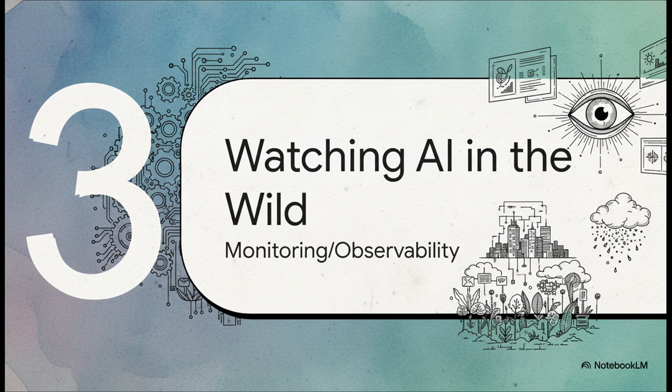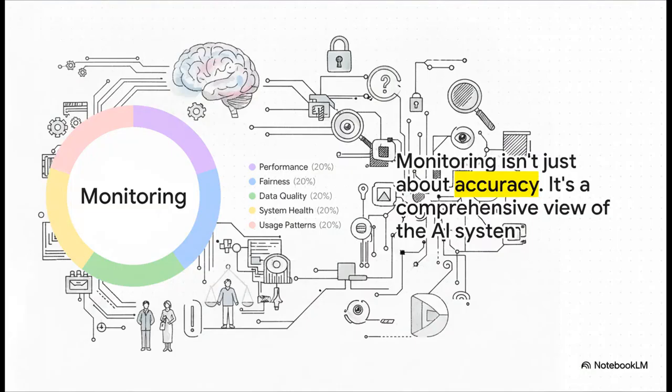And that brings us to our second pillar. You have to be constantly watching how your AI is performing out in the wild. Good monitoring is so much more than just tracking accuracy. It means you're watching for any performance dips. You're on the lookout for emerging bias. You're monitoring the quality of the data coming in. And you're even analyzing how people are actually using the system. This is how you spot problems before they become catastrophes.